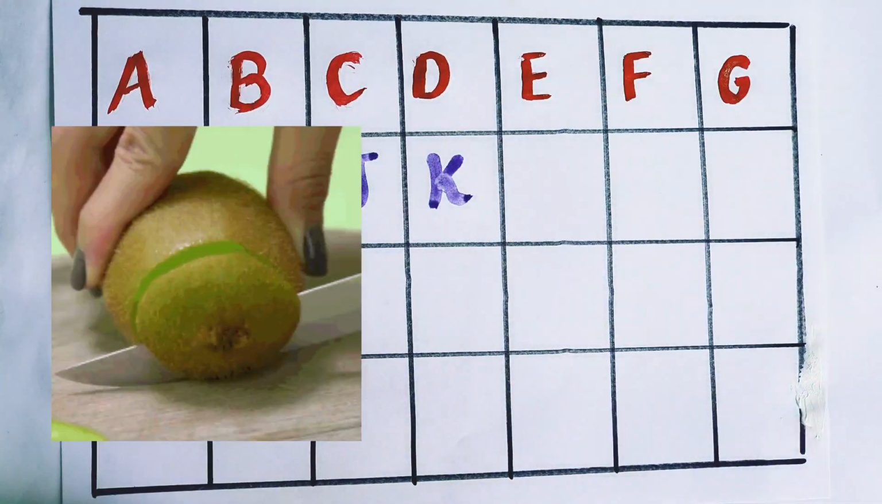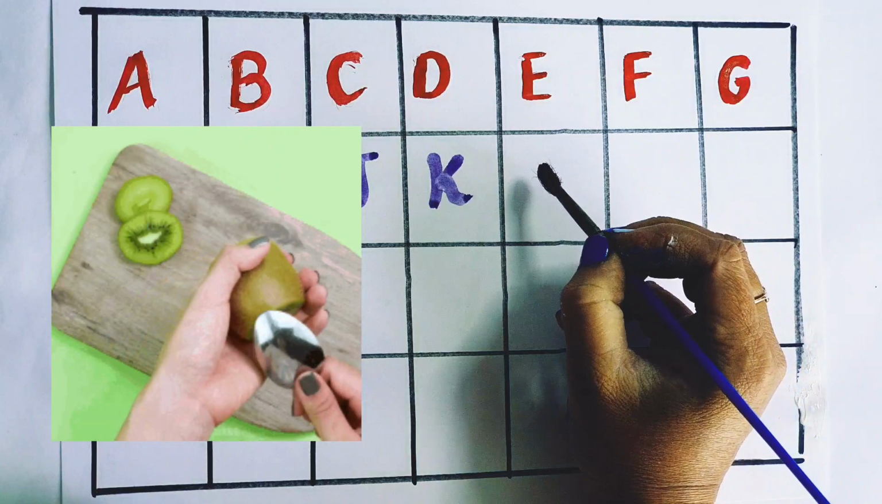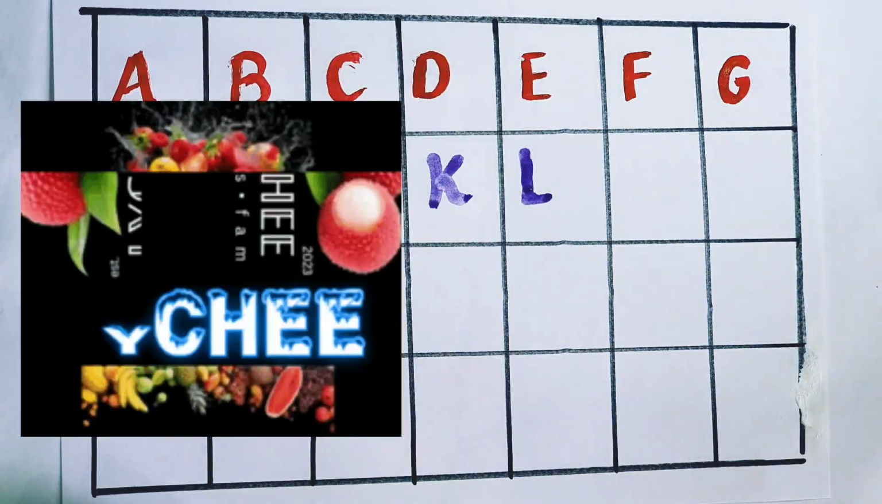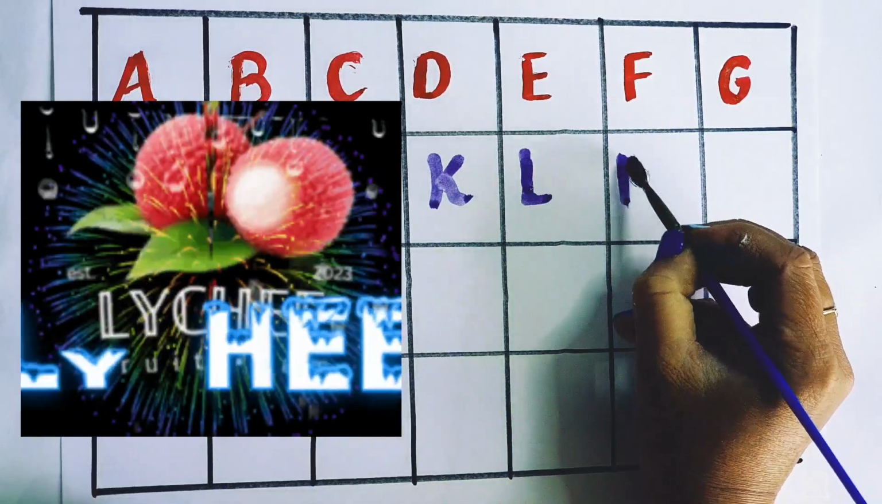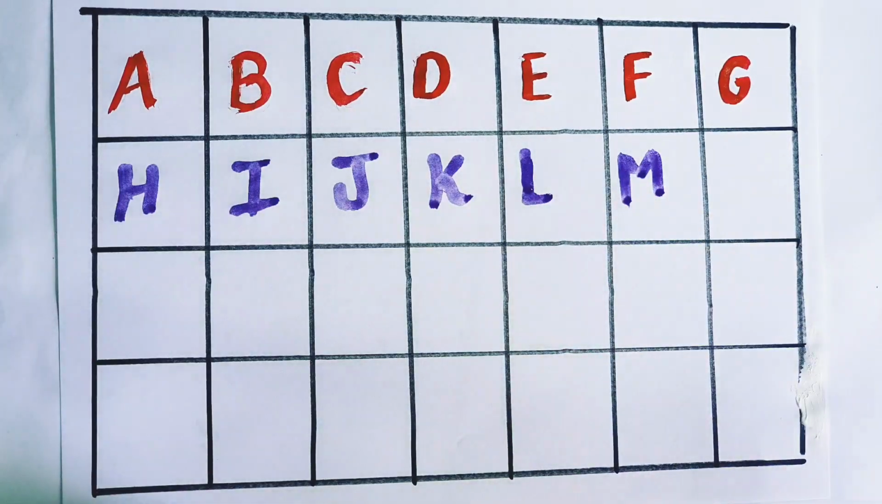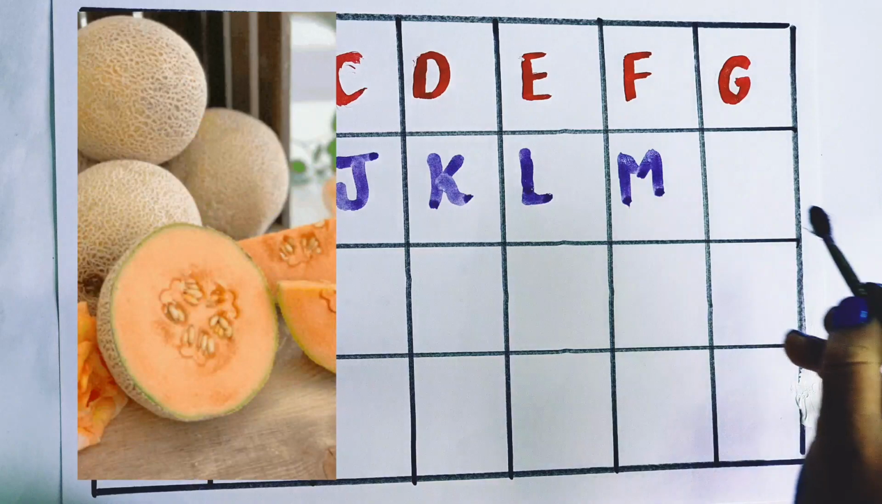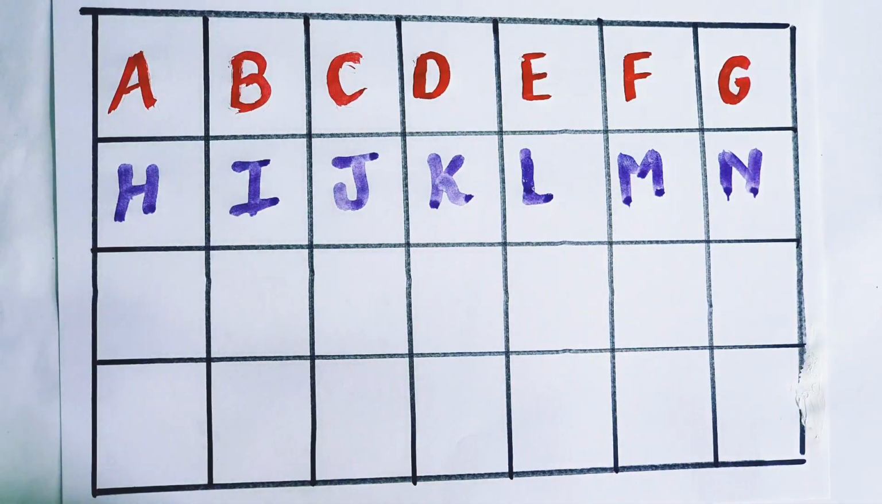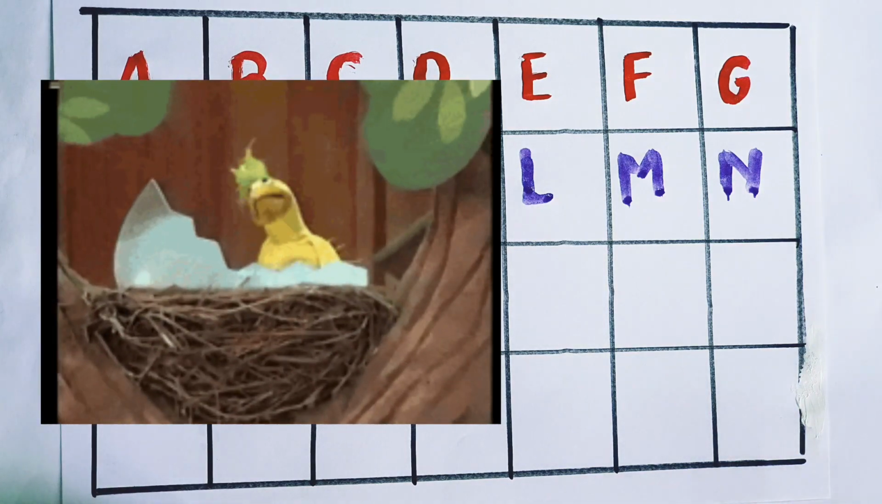K. K for kiwi. L. L for lychee. M. M for muskmelon. N. N for nest.